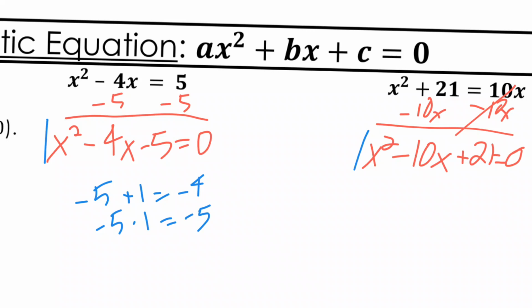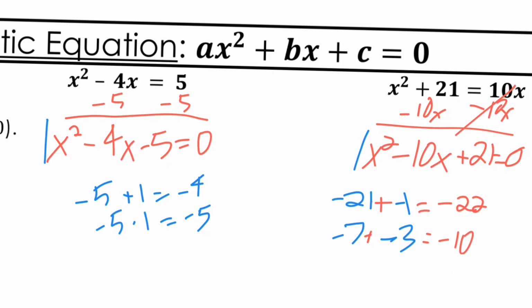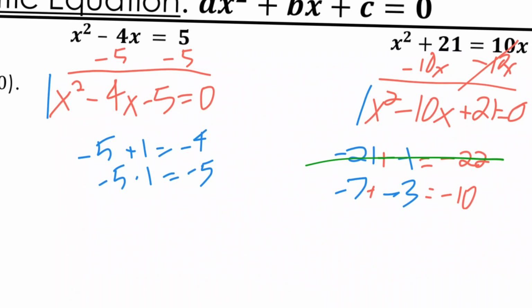On the one on my right, 1 times 21 is 21. So what are the factors of 21 that add up to negative 10? 21 could be 21 and 1, or 7 and 3. They both have to be negative because they have to add to get negative 10. So clearly I'm going to use negative 7 and negative 3, because those add up to negative 10. Whereas if I used negative 21 and negative 1, that would add up to negative 22, so that wouldn't work. I'm going to use negative 7 and negative 3 on the one on the right, and negative 5 and positive 1 on the one on the left.